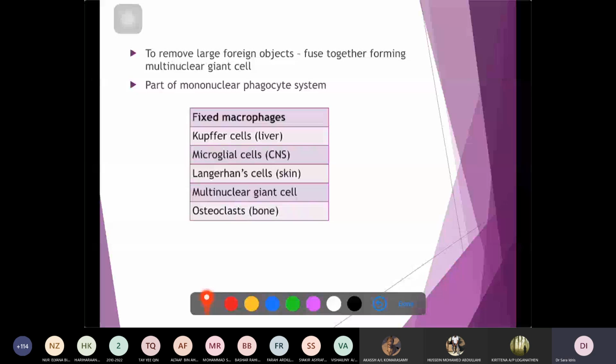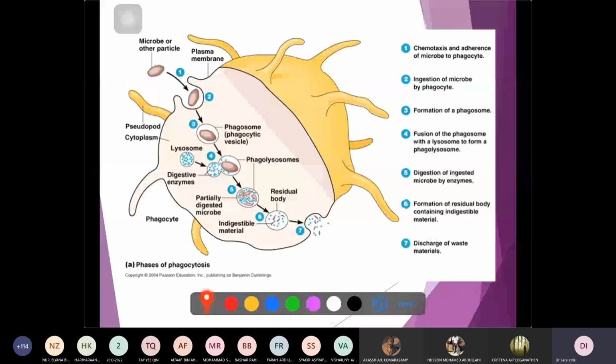This is just a phase of phagocytosis. I put it here so that you can make sense of the function of macrophages. When you know the function, it's easy to know what it looks like, or what organelle is important for it to have an abundance of, like a lysosome.